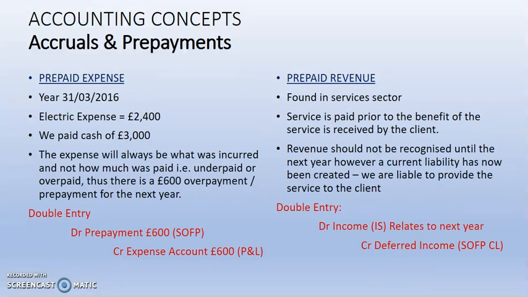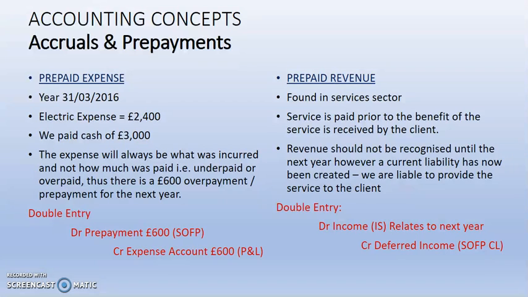Okay, so moving on from this, we'll go to prepayments. So we've got prepaid expenses. I'm going to take the example here of electric. Again, my year end is the 31st of March 2016. And within that year, my full electric bill was £2,400. However, I decided to pay £3,000.